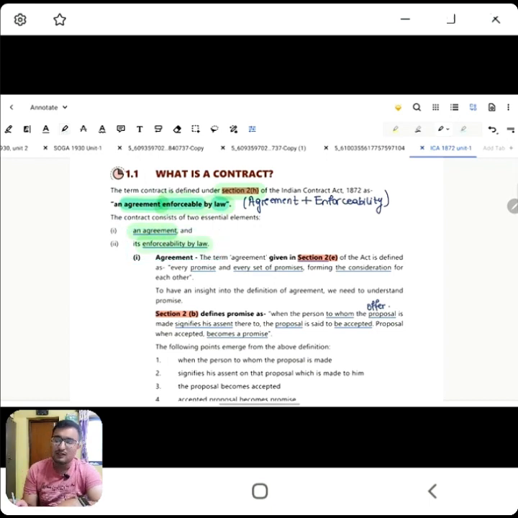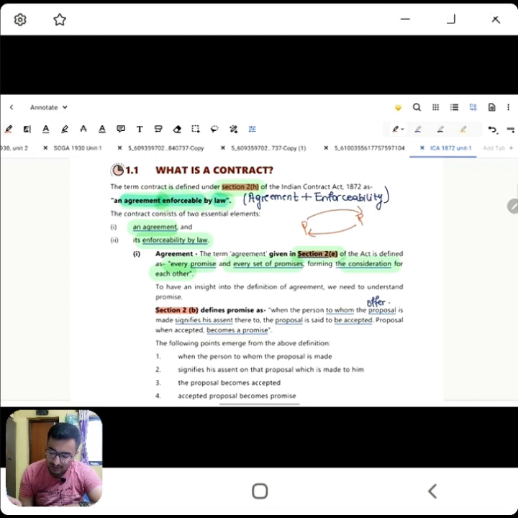What is an agreement? If you can remember, offer and acceptance becomes a promise, and reciprocal promises become an agreement. So promises which are forming consideration for each other are an agreement. Let's read the definition of agreement by clause e. 2 clause e: every promise and every set of promises which form consideration for each other. I promise to do this, you promise to do this. Promises which are forming consideration for each other are termed as an agreement.